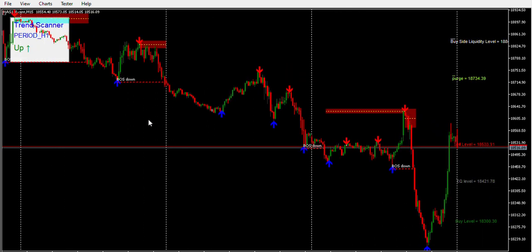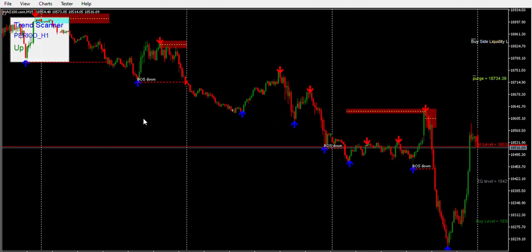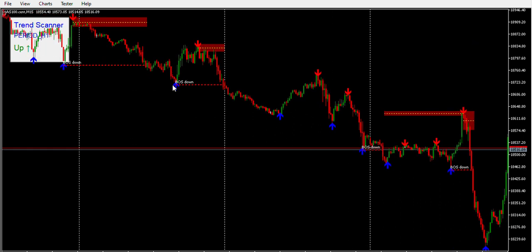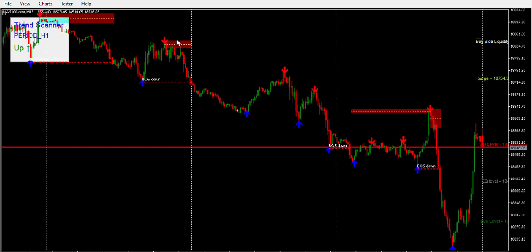So this indicator, as you can see here on the charts, spots the swing lows and the swing highs, as well as order blocks, which also have a middle line showing you the equilibrium level of the order block. These order blocks can also act as supply and demand levels in the future.